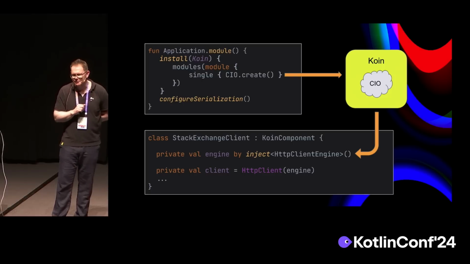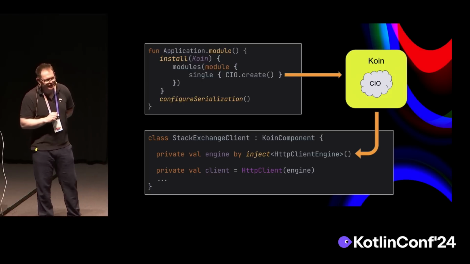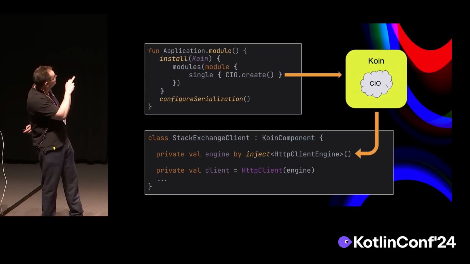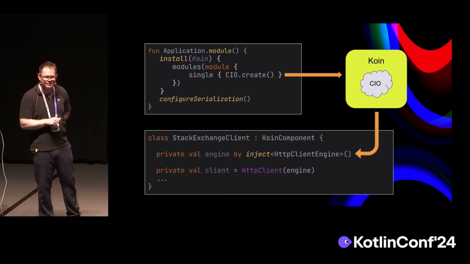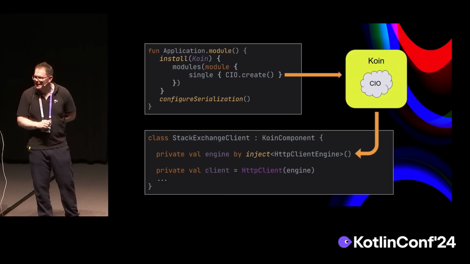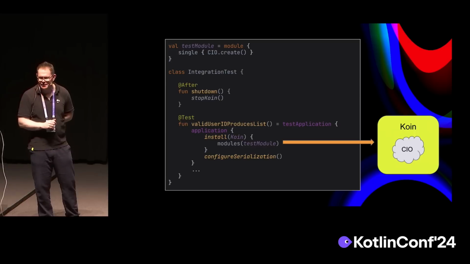We can put that in our module function at the top level, and then our Stack Exchange client just needs to extend KoinComponent, and then we can say there, engine by inject HTTP client engine, and the dependency will get passed in for us. So we no longer have this pattern of passing the dependency down through the layers.